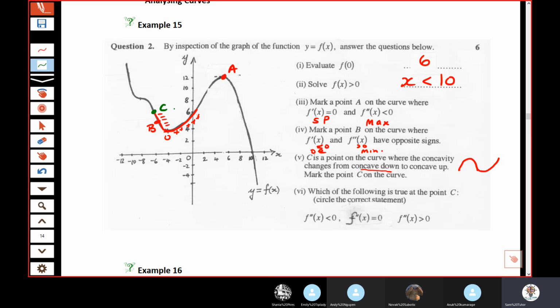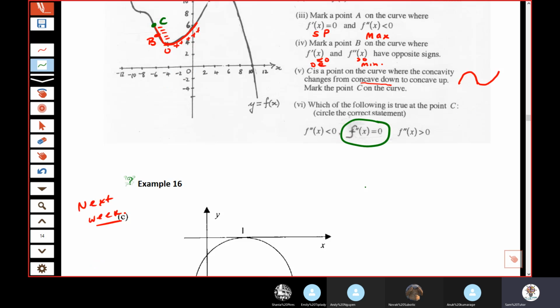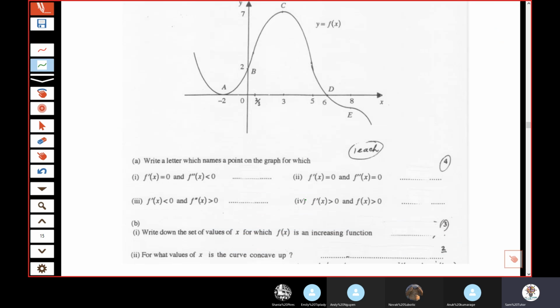That's C. And obviously, what do you know about C? Which of the following is true about C? Y double dash less than 0, y double dash equals 0, y double dash greater than 0. What would you say? Why is it equal to 0? Because it is the point where it changes from concave down to concave up, or vice versa. All good? Okay, next one.